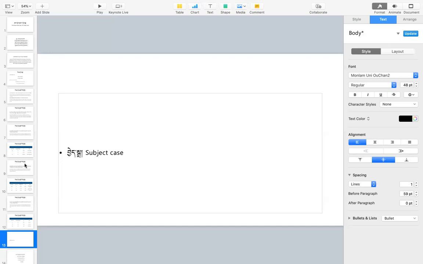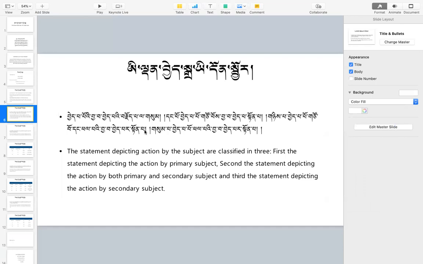So we have three of these types. First, the statement depicting action by the primary subject. Second, the statement depicting action by both the primary and secondary subject. And finally, third, the statement depicting the action by the secondary subject. So three variations for the first usage case.